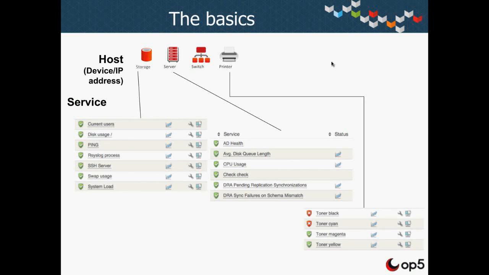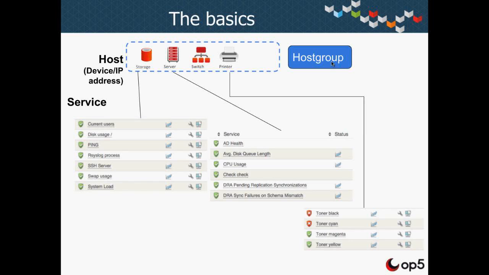So in Monitor, we talk about hosts. The hosts are devices or IP addresses. It could be a server, a switch, a printer, etc. And you know that you can create something called a host group, and this has been done for many years. And for every host or device, there are a number of services that we monitor. It can be current users, disk usage, ping on a server. It can be on a printer. In this very simple example, we're just monitoring toner levels.